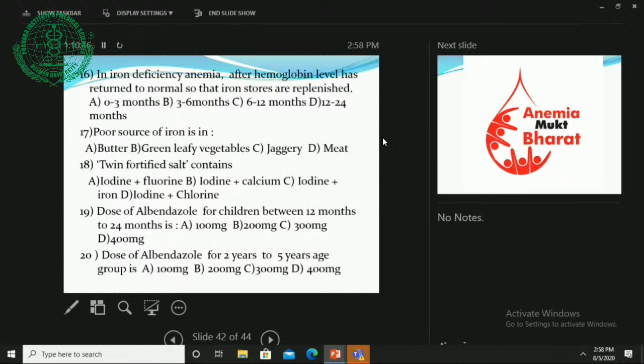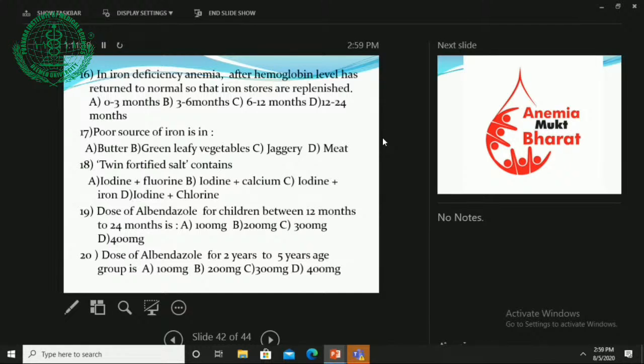Poor source of iron is in green leafy vegetables, jaggery, meat, so it is butter, because milk is a poor source, so butter is also a poor source of iron. Twin fortified, 18th MCQ: twin fortified salt contains iodine and fluorine, iodine and calcium, iodine and iron, iodine and chlorine. Now twin fortified salt is available and it contains iodine and iron in it.